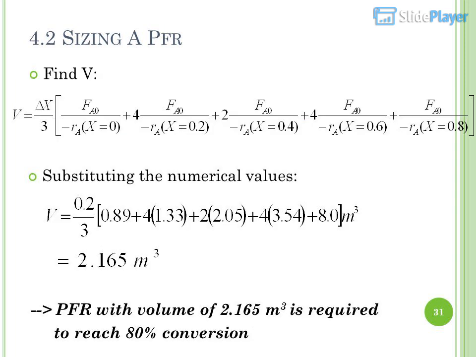4.2 Sizing a PFR. Find V, substituting the numerical values. A PFR with a volume of 2.165 cubic meters is required to reach 80% conversion.